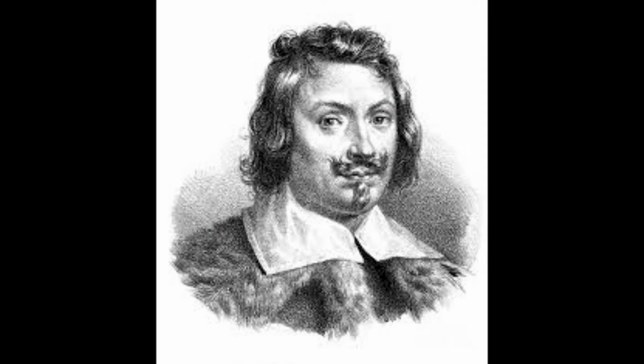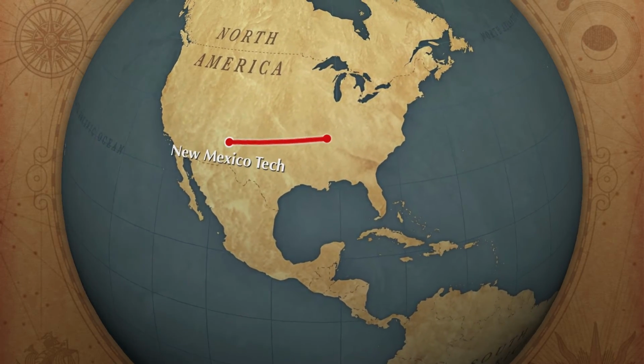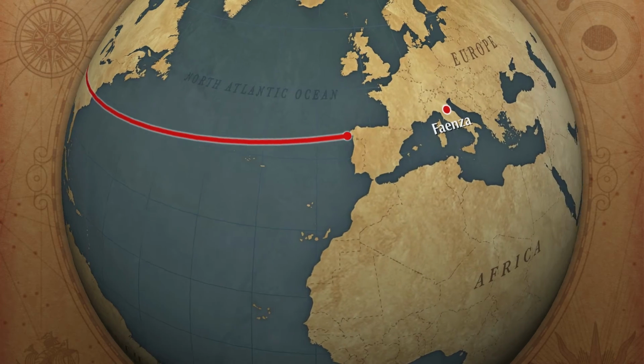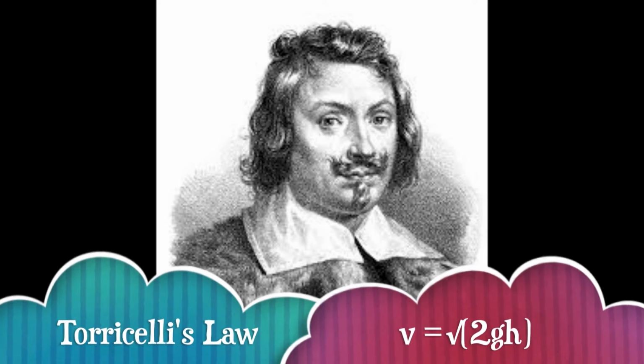Evangelista Torricelli was an Italian physicist and mathematician who lived in the first half of the 17th century. He is best known for his contribution to the mercury barometer and, of course, the famous Torricelli's law, which relates the velocity of water to the height as V equals the square root of 2gh.